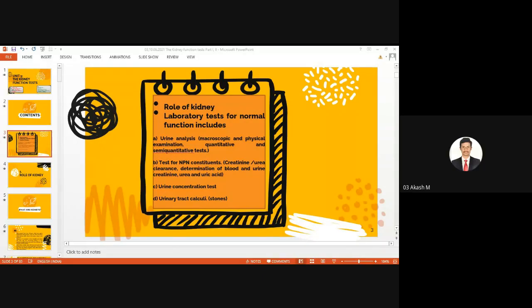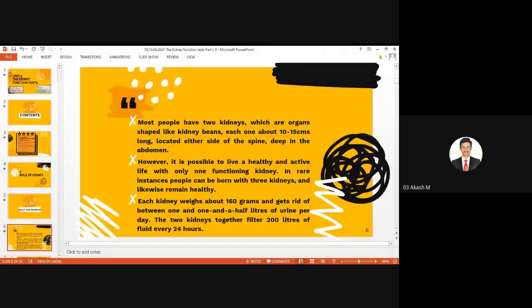Yes, ma'am. We saw about the role of kidney. The kidneys are bean shaped, ma'am. Its size is 10 to 15 centimeter each long. It is located on each side of the spine and deep in the abdomen. Its weight is 160 gram each. Together, it filters 200 liters of fluid every 24 hours.